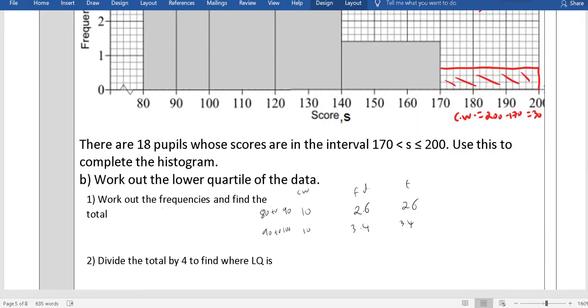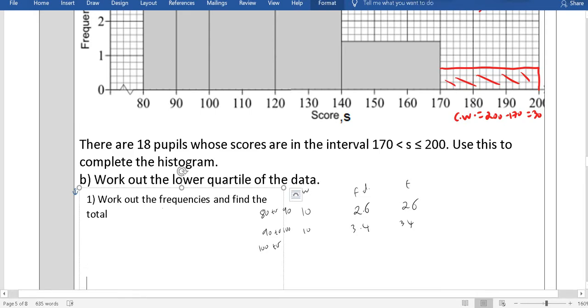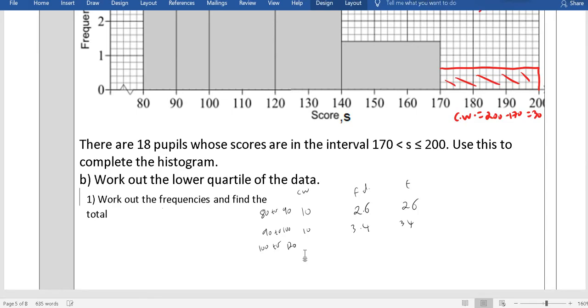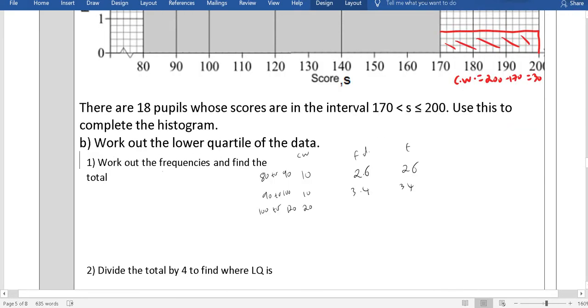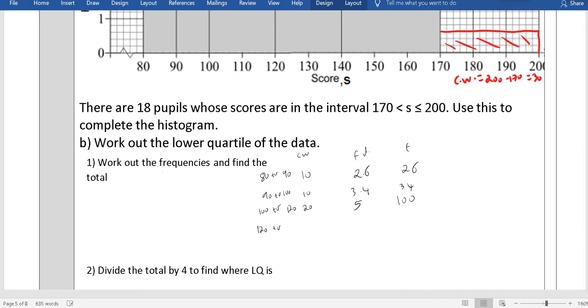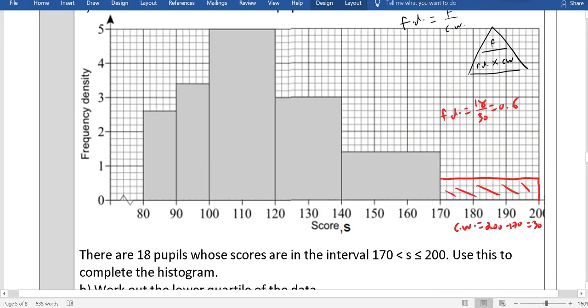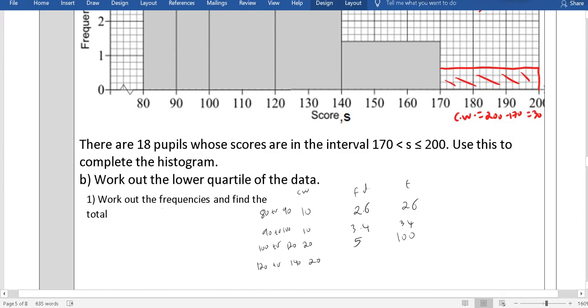100 to 120. The class width is 20. 120 take away 100. The frequency density is 5. Multiplying the two gives me a frequency of 100. And then the next one is 120 to 140. So the class width is 20. And looking at my histogram, I can see the frequency density is 3. 20 times 3 is 60.